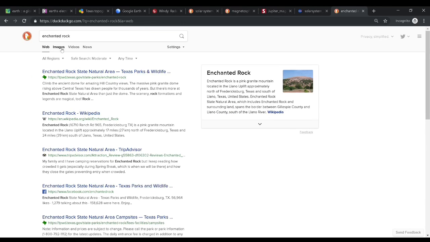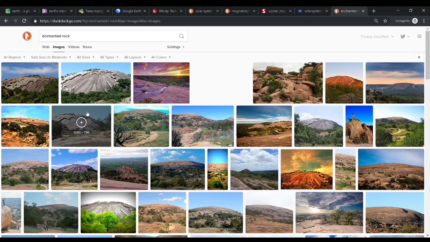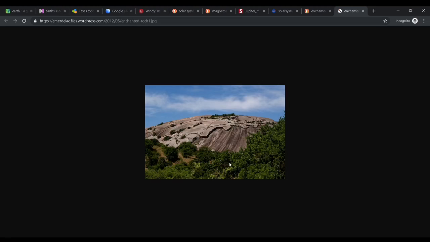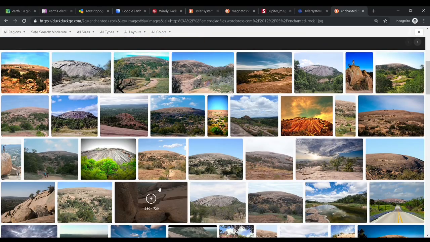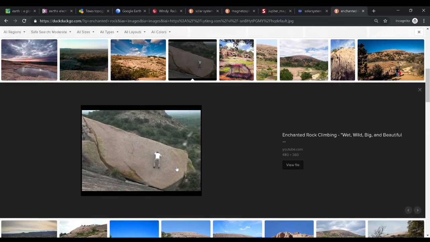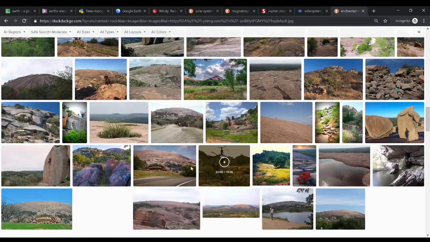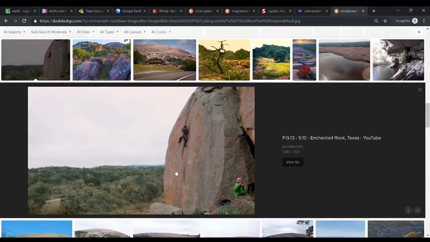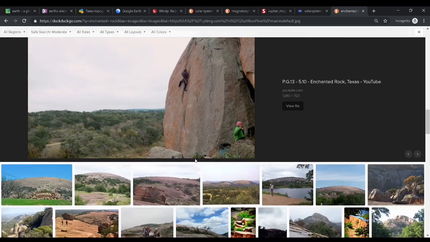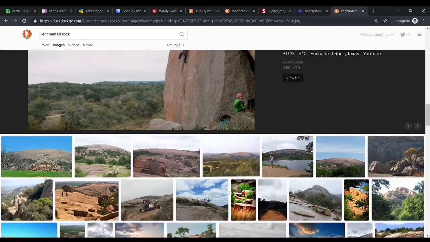Enchanted Rock. It's cool. I got a video on this too. It's a beautiful place. But look at this dome batholith here. Look at this dude climbing on this rock. Look at this guy too. Look, he's climbing on this stuff. Look at that. Look at this, just flat rock, and you can see it all layered.